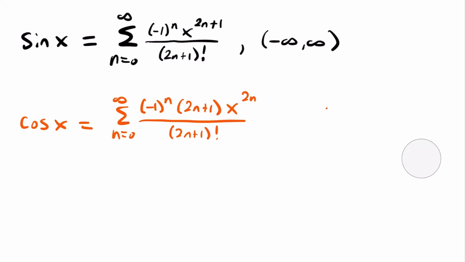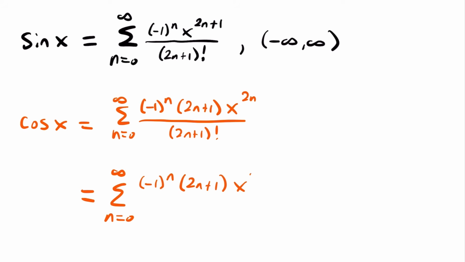So what we can do is have that cosine is equal to the sum from n equals 0 to infinity of negative 1 to the power of n times 2n plus 1 times x to the power of 2n divided by 2n plus 1 times 2n factorial.